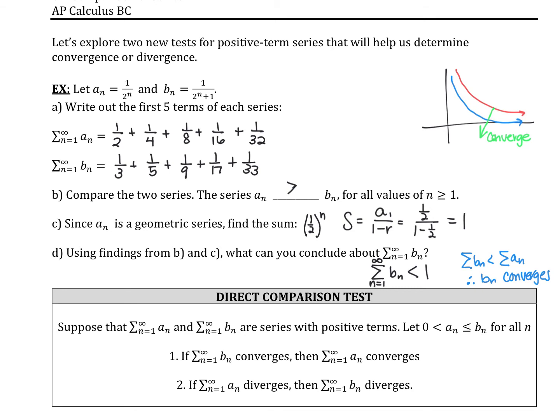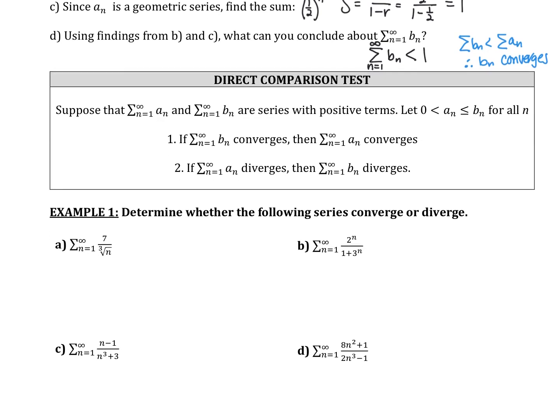Now, if we knew b sub n was less than all values of a sub n and b sub n diverged, we could say the same thing about a sub n. But remember, if we have a series that's always bigger, then the series below it will always converge. Okay, that actually, we've just come up with the direct comparison test. So let's look at the direct comparison test.